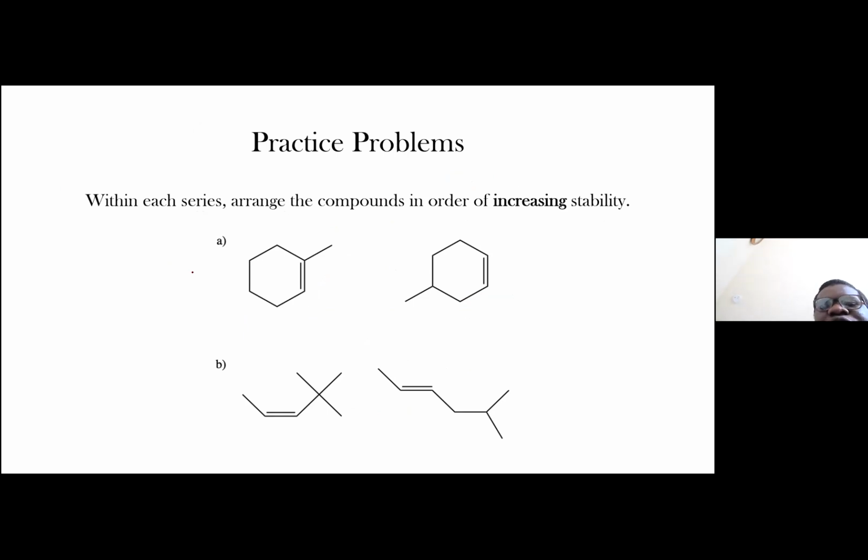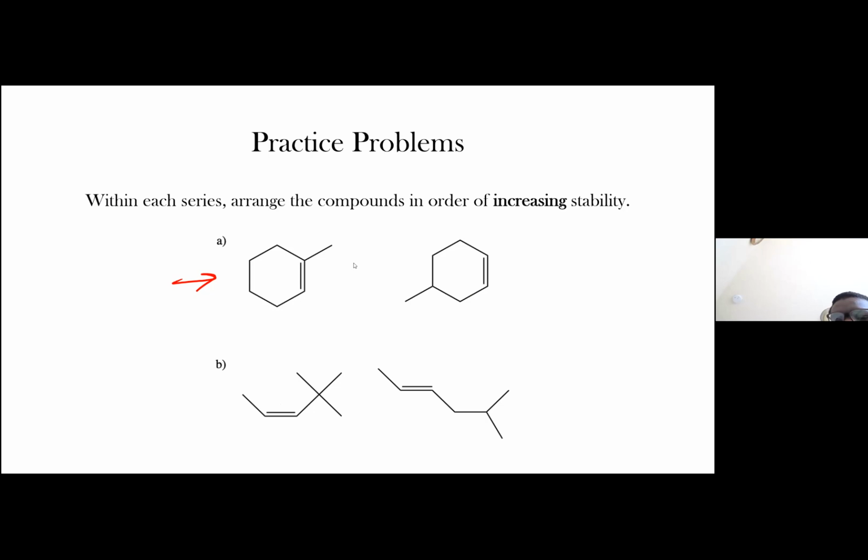So within this first row, can someone tell me which structure is going to be more stable and which one's going to be less stable using the ideas that we've gone through so far? Is the one on the left more stable? And tell me why. Because it has one alkyl group, whereas the other one has no alkyl group.